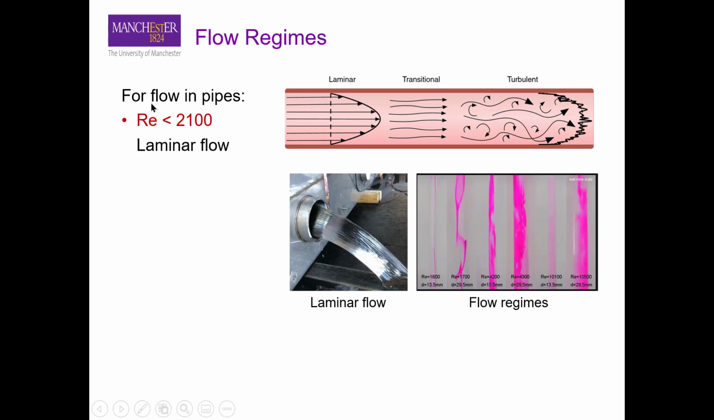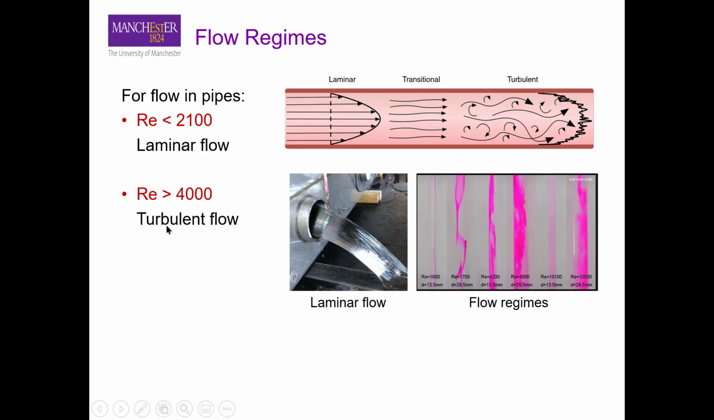For flow in pipes, these different numbers actually depend slightly on the geometry as well. So for the Reynolds number of a fluid in a pipe, if your Reynolds number comes out below 2100, your system will be in laminar flow. That is shown here. For example, you can see that there is laminar flow, and if you look at the layers, you can see these layers of the liquid flowing without any intermixing. A very good demonstration of laminar flow.